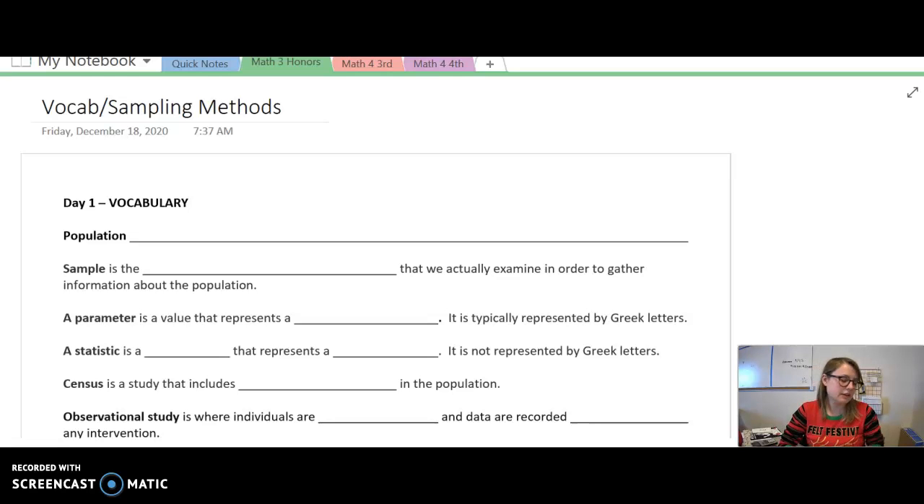Alright, hello. We're doing vocab and sampling methods. There's a lot of vocab when it comes to stats, so get ready to know a lot of words.